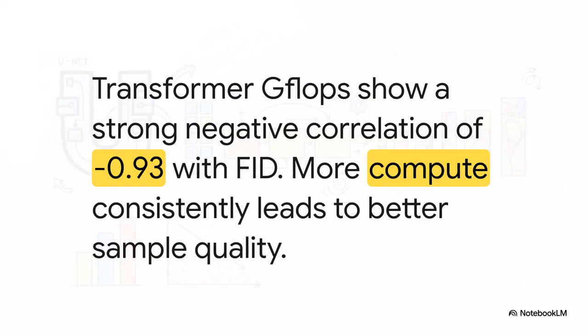It doesn't stop there. The evidence is just overwhelming. When they plot G-flops versus FID for all of their model variations, they find a correlation of negative 0.93. I mean, a correlation that strong is almost unheard of in machine learning research. It's practically a straight line. The message couldn't be clearer. If you want better image quality, just give the transformer more compute. It doesn't matter how you do it. Make it deeper, make it wider, or just feed it more tokens with smaller patches. More G-flops equals better results, period.